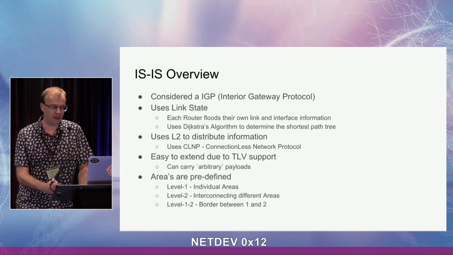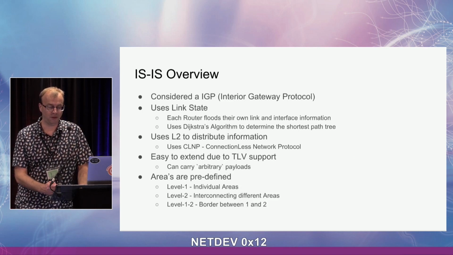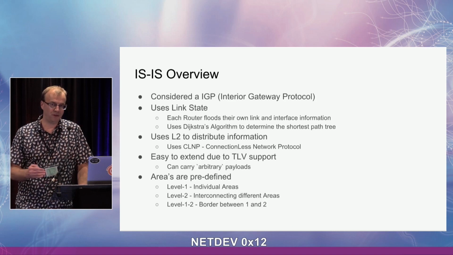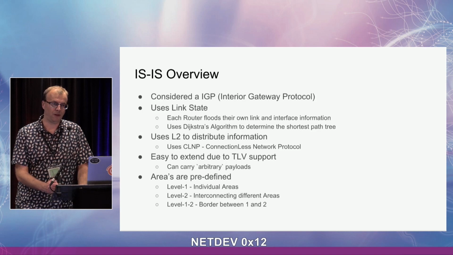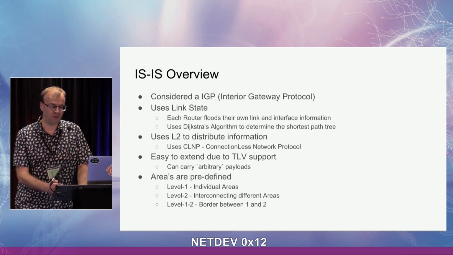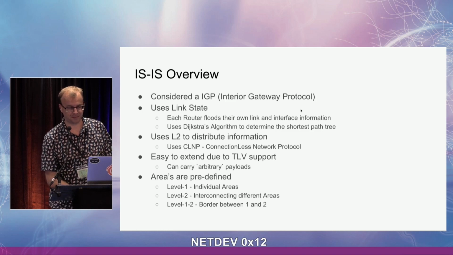For policy, you can have 3 different areas: level 1, level 2, and level 1-2. Level 1 is just an individual area of a bunch of routers working together. You use level 2 to connect areas together, and level 1-2 is for connecting multiple areas together.